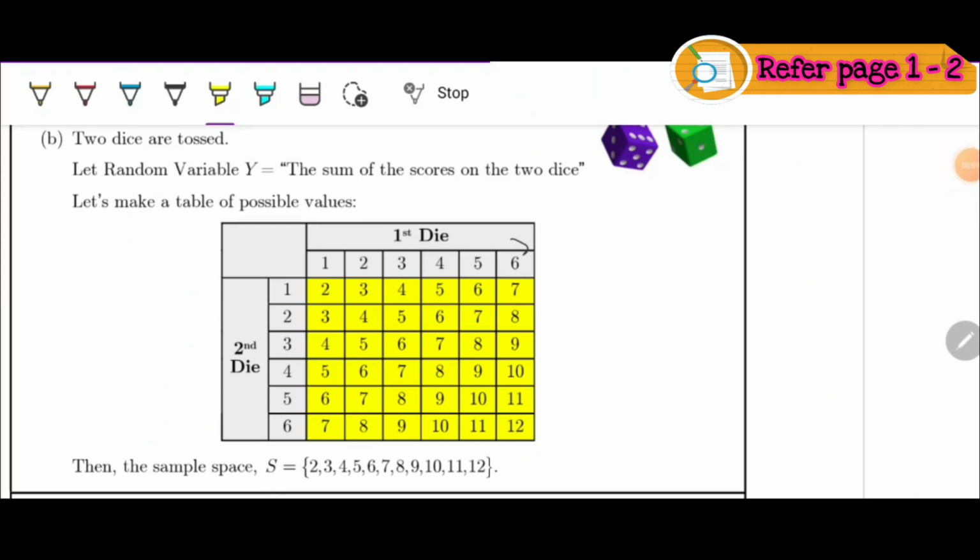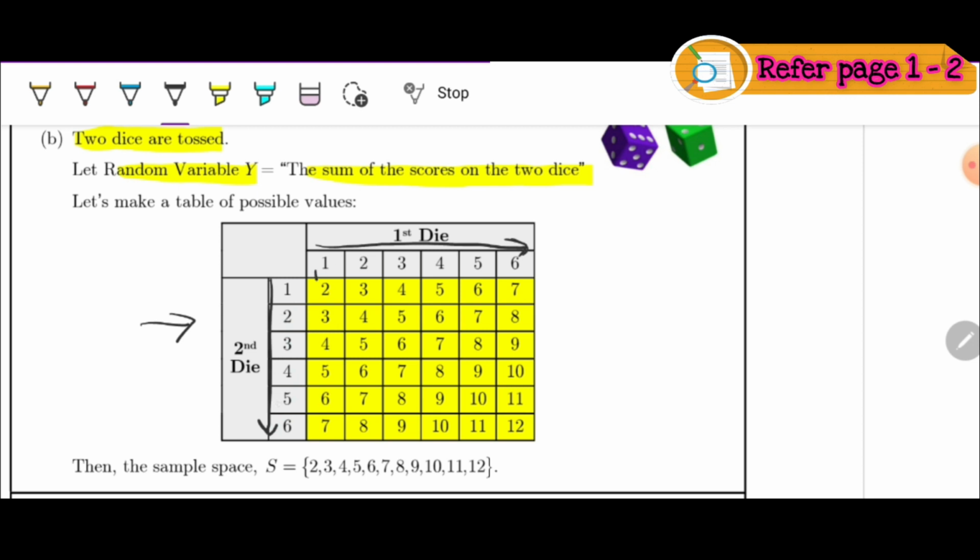Okay, look at the next example. If 2 dice are tossed, let random variable Y refer to the sum of the scores on the 2 dice. So, firstly, we must list all the outcomes. You can use a table to list the outcomes. This row shows the outcomes of the first die, and this column shows the outcomes of the second die.